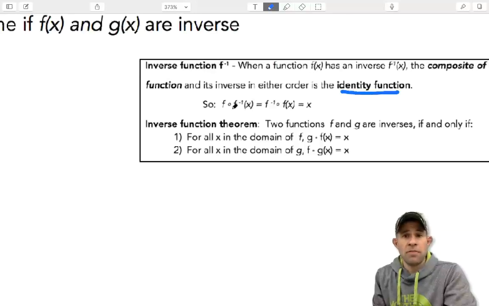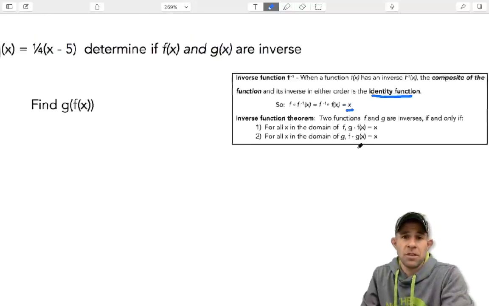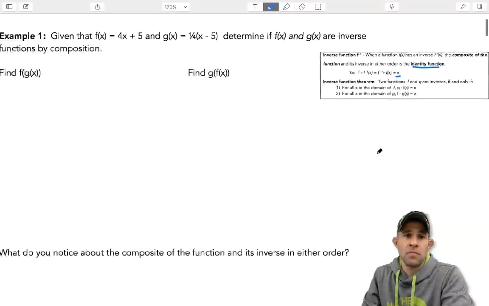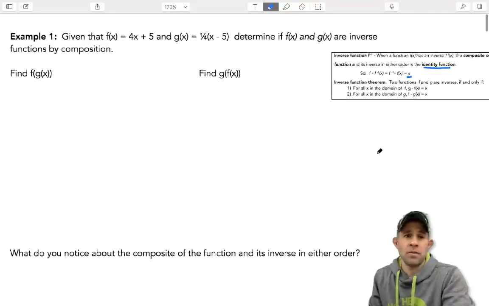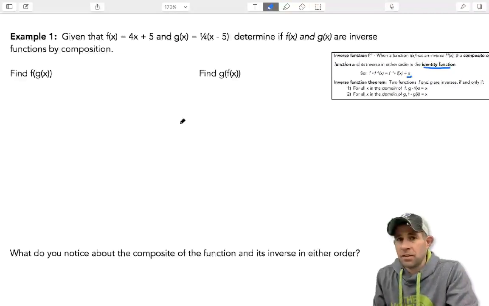So in other words, f of f inverse should be equal to f inverse of f, and they should both be equal to x. Now, this boils down to this inverse function theorem. Two functions f and g are inverses if and only if f of g of x is equal to x and g of f of x is equal to x. That sounds really confusing, but if we put that into practice by doing a few examples, we think you'll catch on really quick. So let's take a look at example 1.